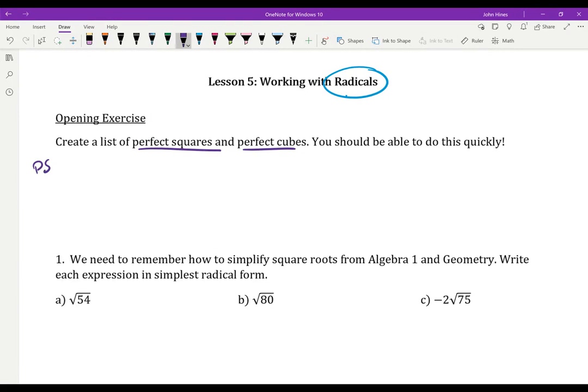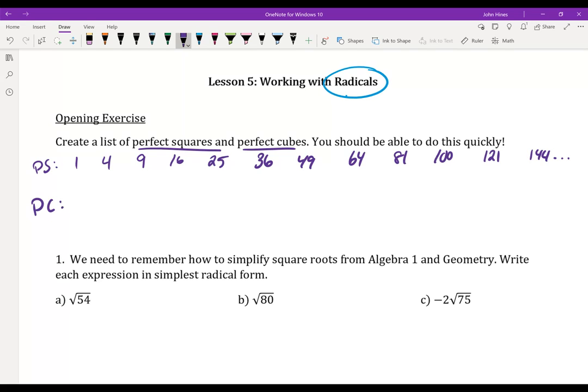So let's start off by listing our perfect squares and perfect cubes. We'll do our perfect squares first. 1, 4. How am I getting these numbers? I'm just doing 1 times 1, 2 times 2, 3 times 3, 4 times 4, 5 times 5, 6 times 6, 7 times 7, 8 times 8, 9 times 9, 10 times 10, 11 times 11, 12 times 12, and we could keep going on and on. So your perfect squares you just get by multiplying your whole numbers by themselves.